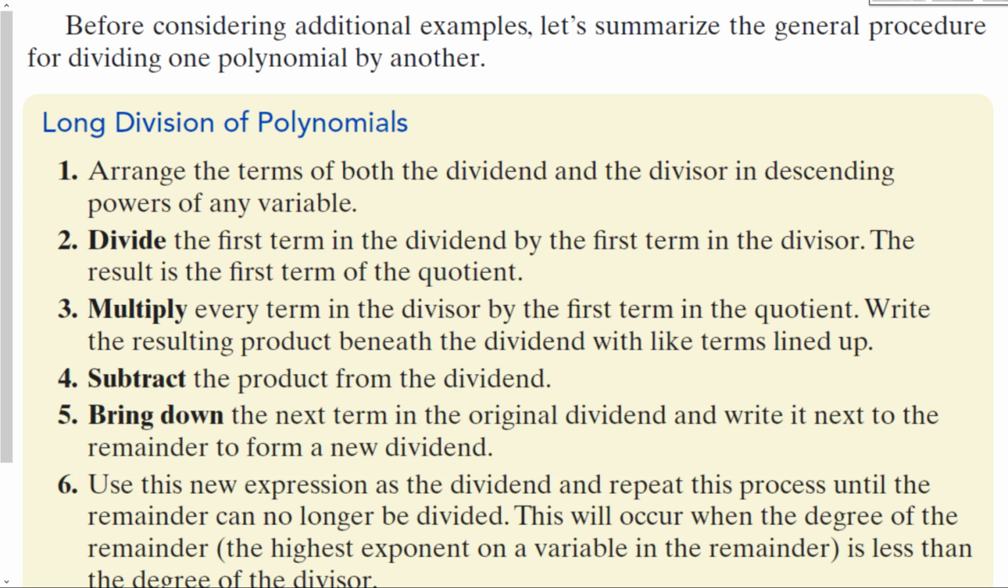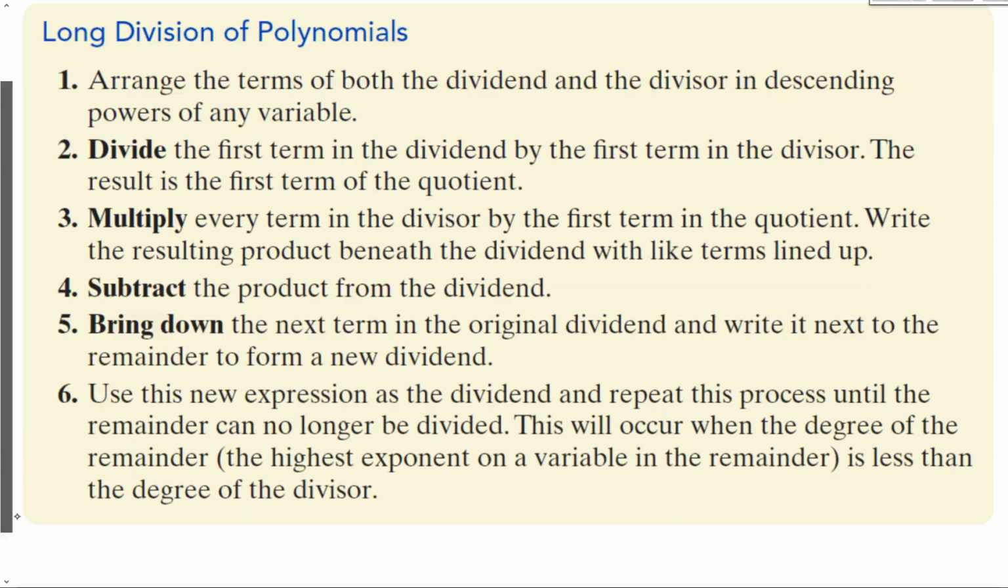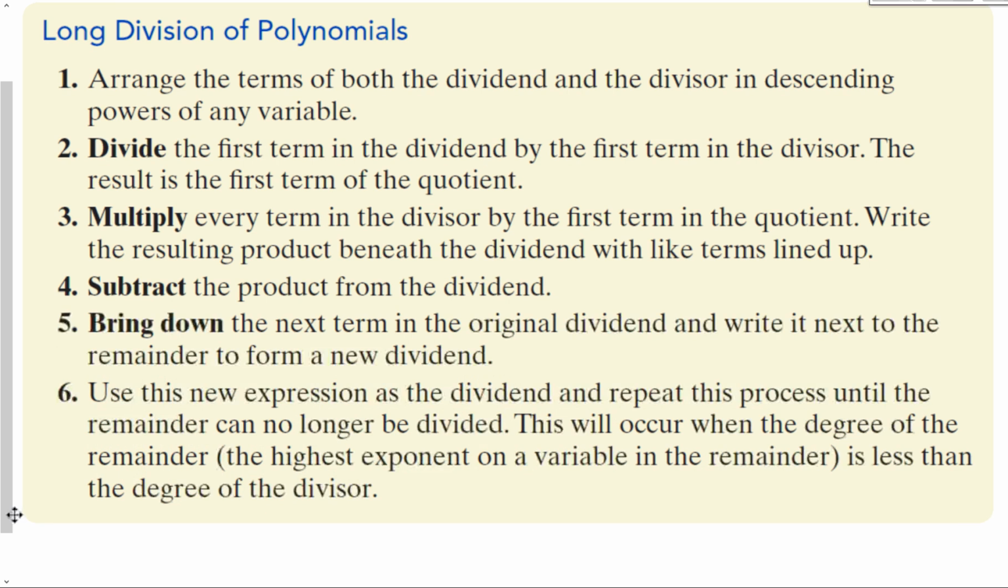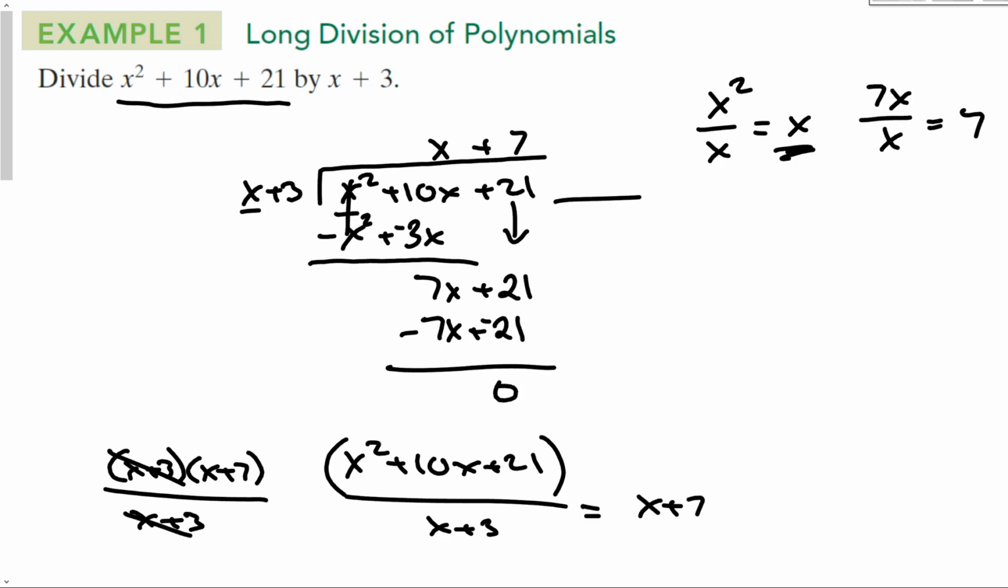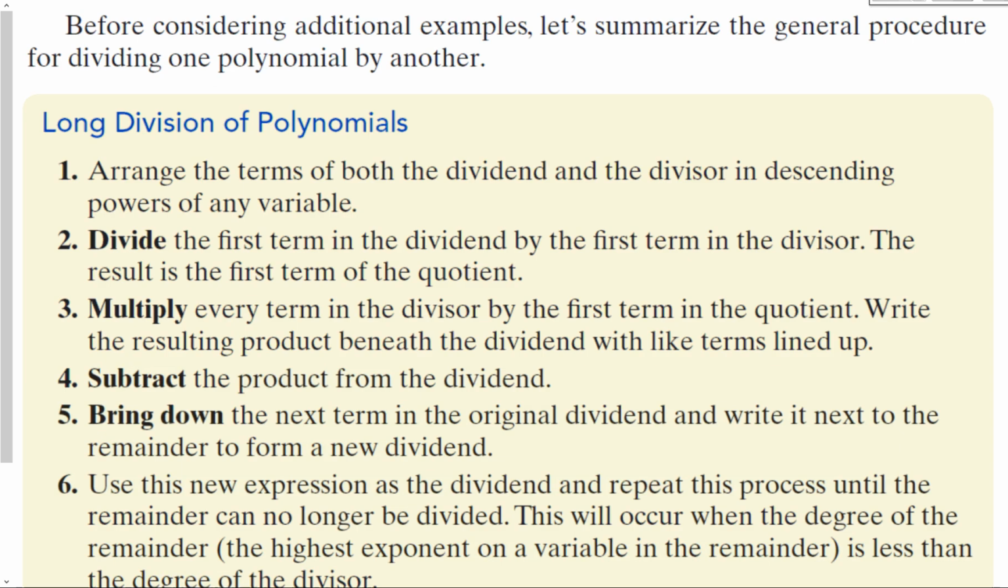Before looking at additional examples, let's summarize the general procedure for dividing polynomials before it gets more complicated. My procedure for long division is, number 1, arrange the terms of both the dividend and the divisor in descending powers of any variable. That's important. Always write them in the correct order, in standard form. Divide the first term in the dividend by the first term in the divisor. The result is the first term of the quotient. That's what we did right here. We took this, divided by this, and the answer is my first term in the quotient.